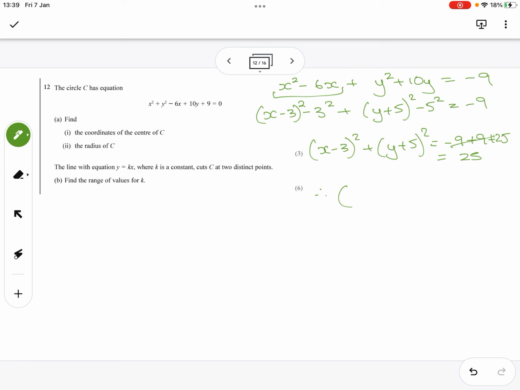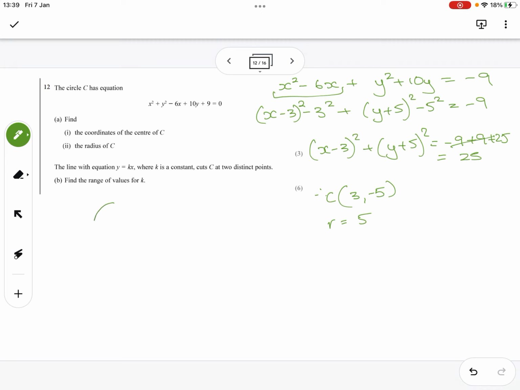So therefore the centre C is going to be 3, minus 5, because it does the opposite of what you've got there, and the radius is 5 because it's the square root of 25. Find the line y equals kx, where k is a constant, that cuts the circle in 2 distinct points.